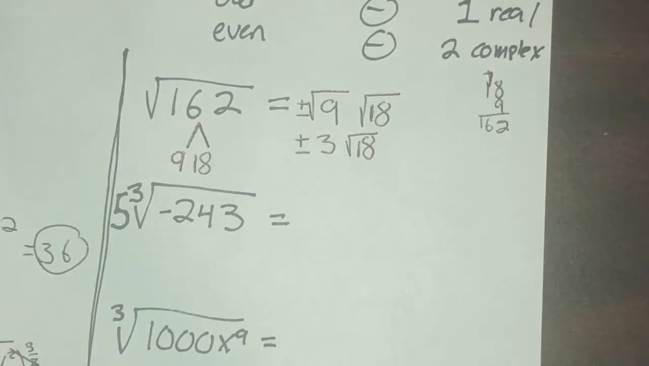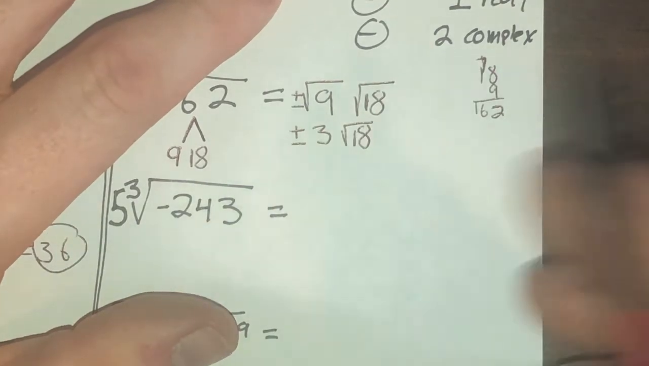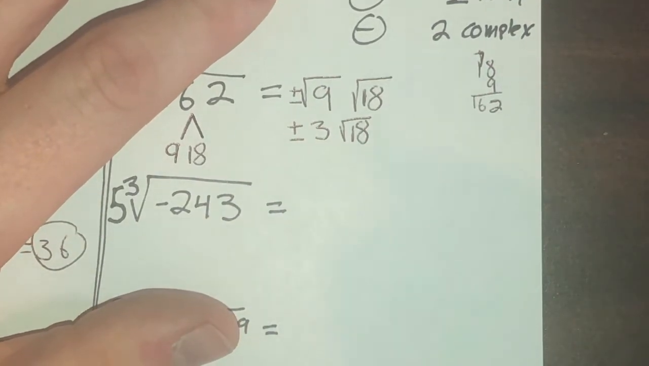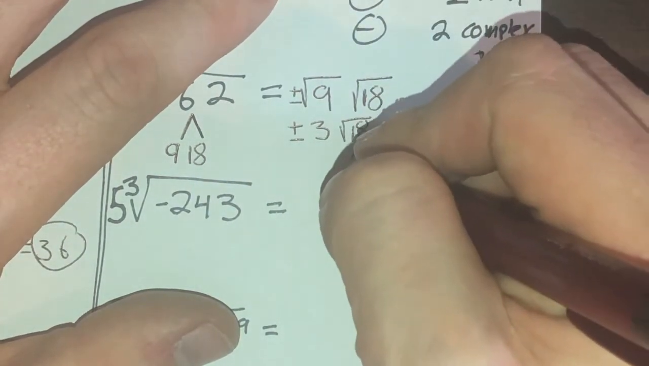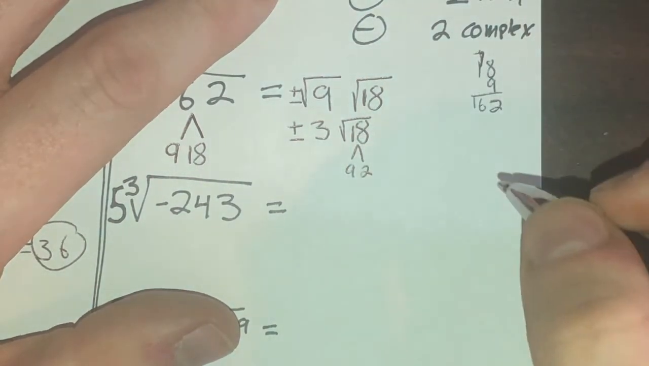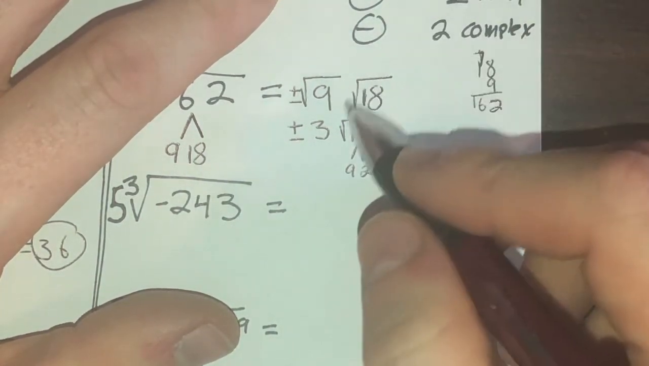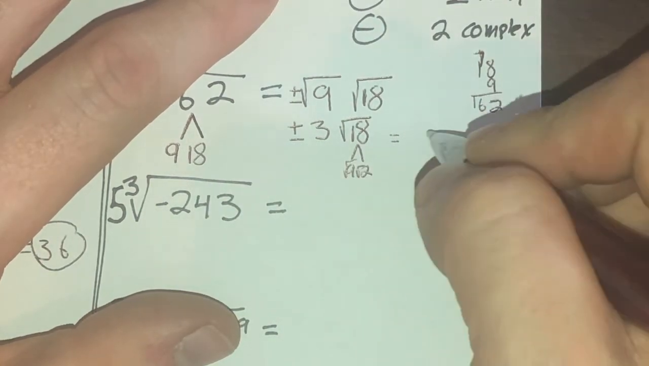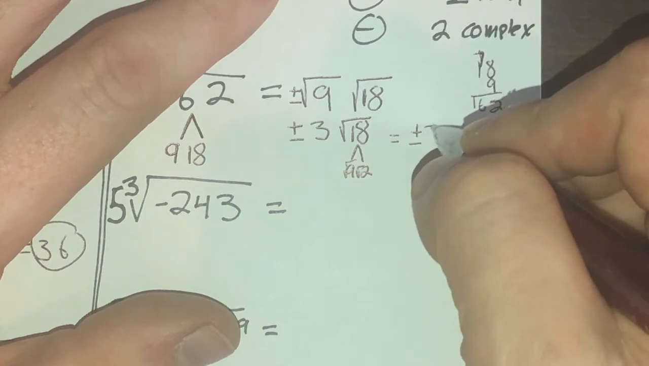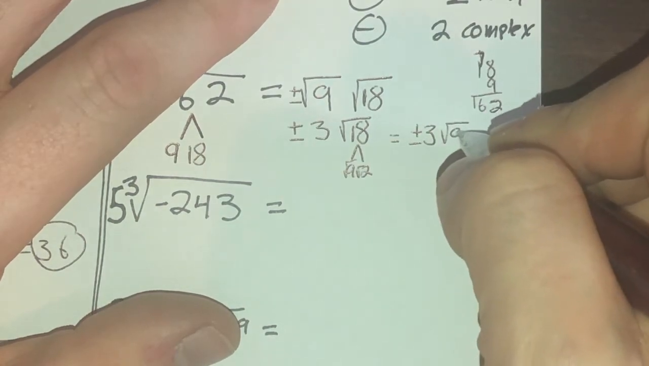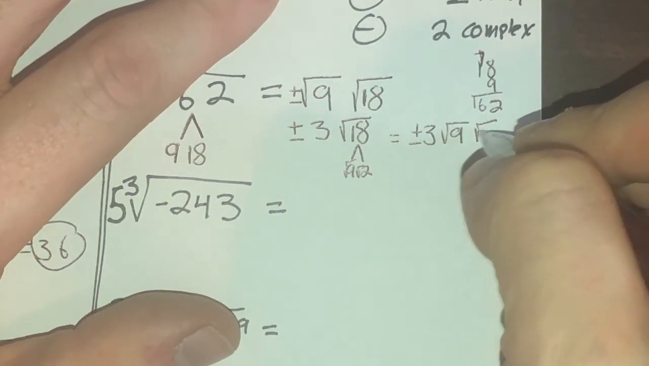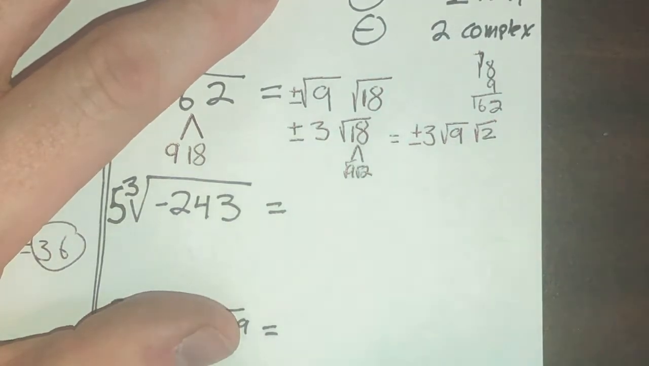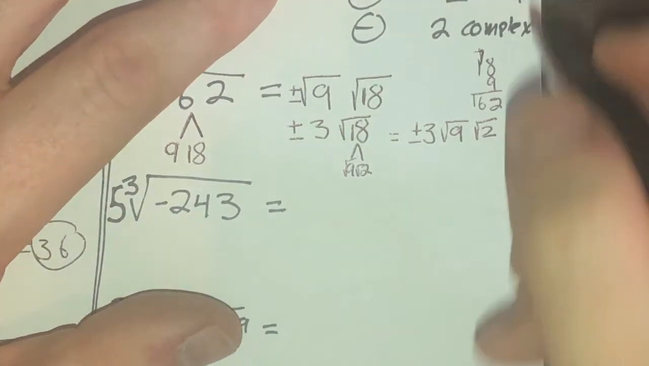All right, so what I wanted, but now I look at 18. Either way, I got the same deal. The 18 has a 9 in it again. I can see the 9 and the 2. So I do the same thing, right? The square root of 18 is equal to plus or minus 3 times the square root of 9 times the square root of 2, right? Because 9 times 2 is 18.